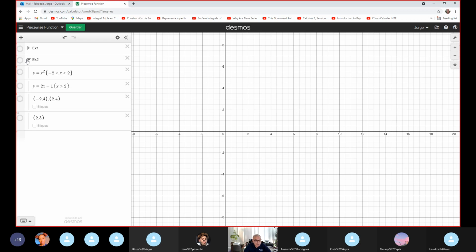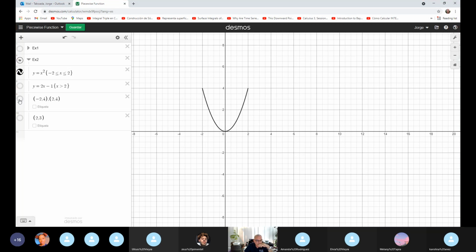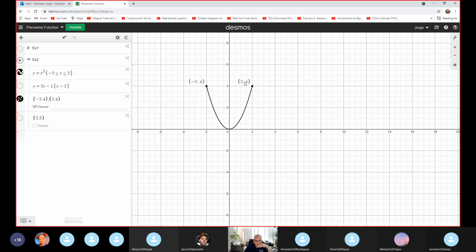This is fantastic. Okay, suppose this example in which you have that piece. Look. You have this piece, which is y equals x squared. It's a parabola, but the parabola between -2 and +2. The points are, suppose, this one. And the labels associated are (-2, 4) and (2, 4).